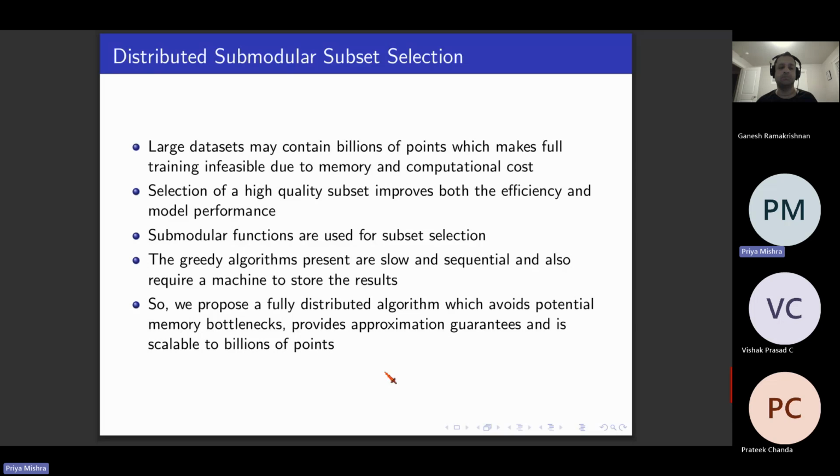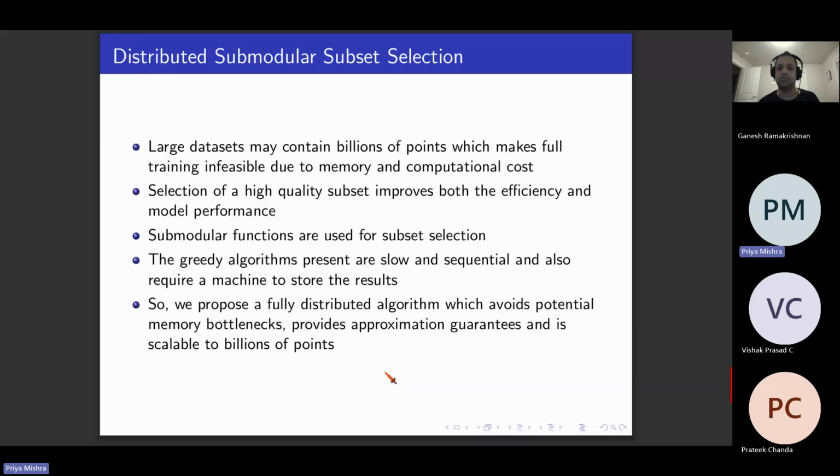Yeah. So I'll be explaining what algorithm was used in the third paper. Basically, there are large scale data sets nowadays. We all know that, and so the computational costs are high, and there is memory overhead too. So for this we need to select a high quality subset.